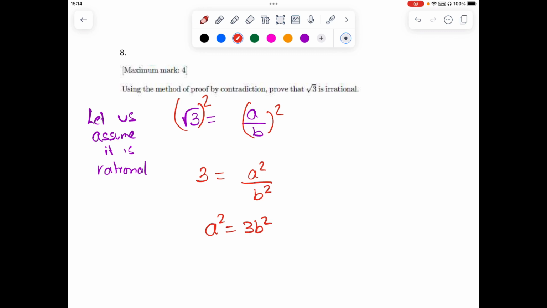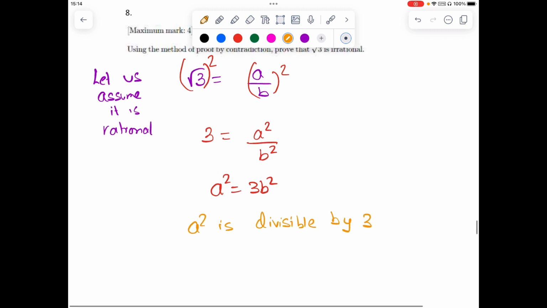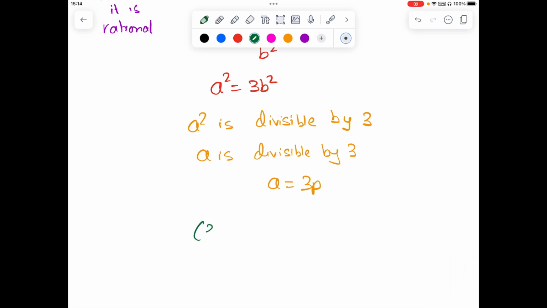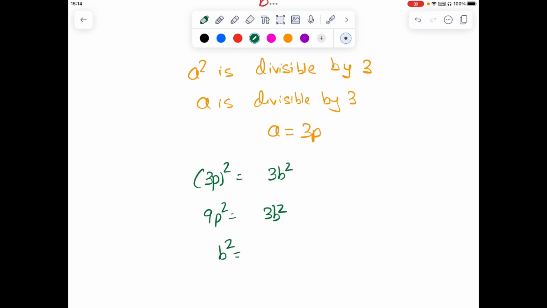It indicates what? a square is divisible by 3. If a square is divisible by 3, it means a is also divisible by 3. a is divisible by 3, so let a equal 3p. So plug in that one: 3p whole square equals 3b square. So 9p square equals 3b square. So b square equals 3p square.